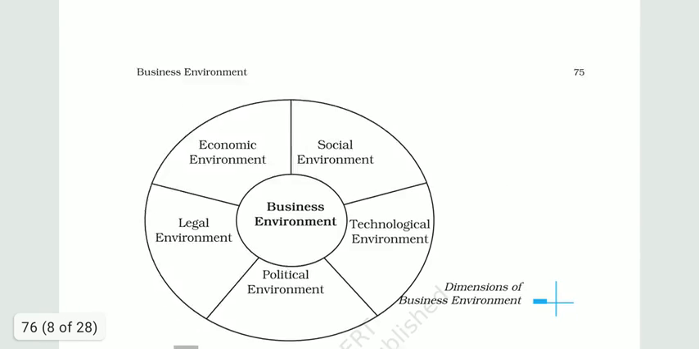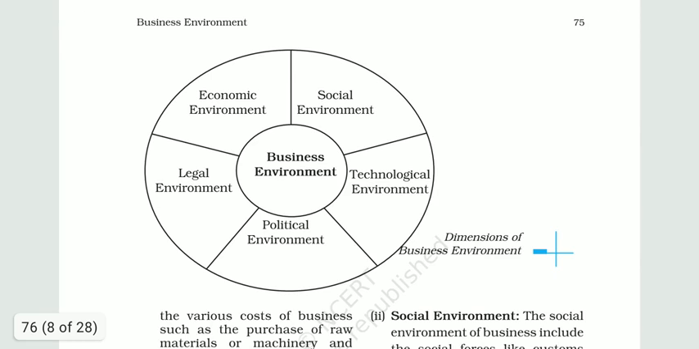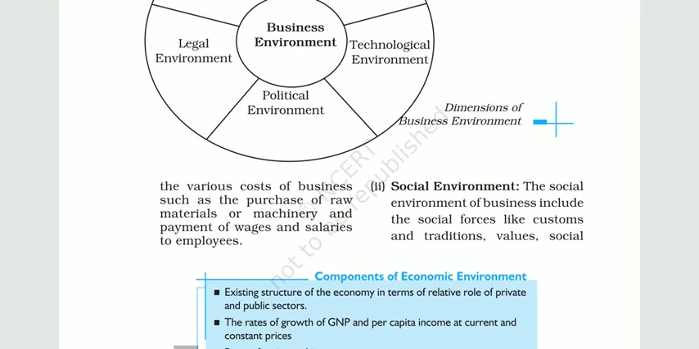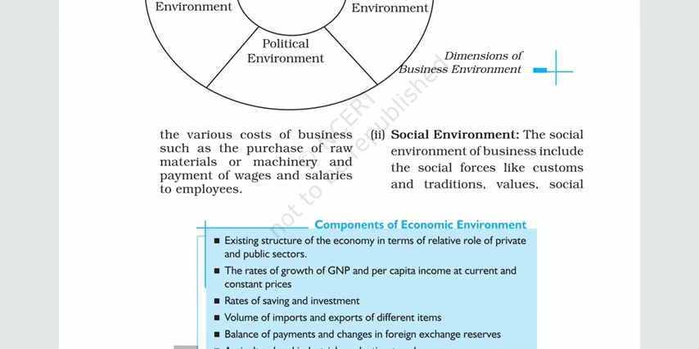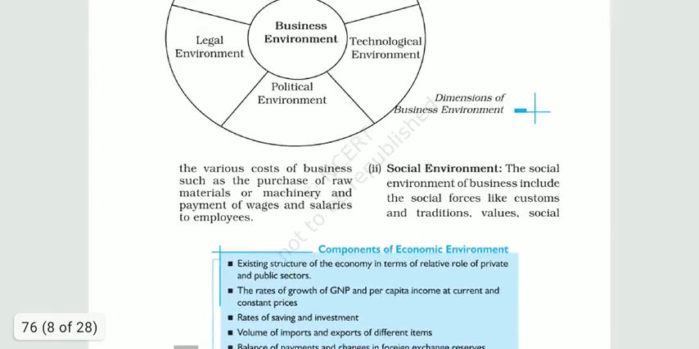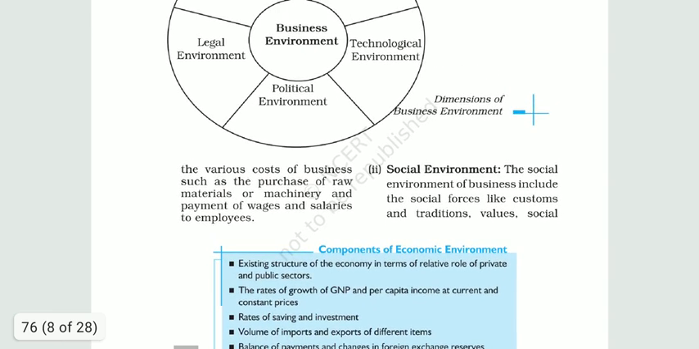Let's talk about the second dimension. As you can see, economic we did, second is social, third is technological, fourth is political, and the fifth is the legal environment. So here are the 5 dimensions of business environment. We have completed the first one, that was the economic environment. Now let's talk about the second dimension, social environment. Now what is social environment?